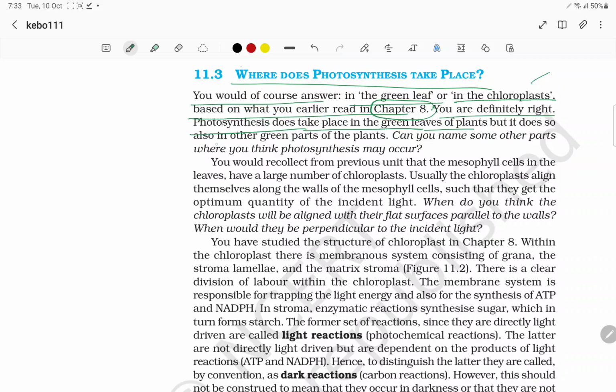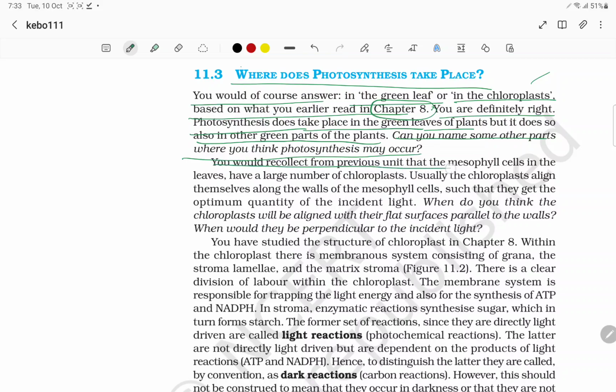But it does so also in other green parts of the plant. Wherever you take the leaves, young petiole, and the pedicel, and we have the young stems, photosynthesis takes place in all those green parts.